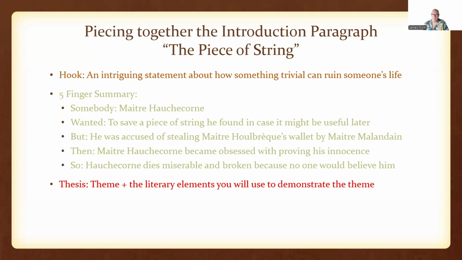So in the case of A Piece of String, the somebody would be Maître Hochecorn. He wanted to save a piece of string he found in case it might be useful later, but he was accused of stealing Maître Houlbreque's wallet by Maître Malandain. Then Maître Hochecorn became obsessed with proving his innocence. And then so Hochecorn dies miserable and broken because no one would believe him. And then the thesis is where you would identify the theme. I provided an example on the previous slide.